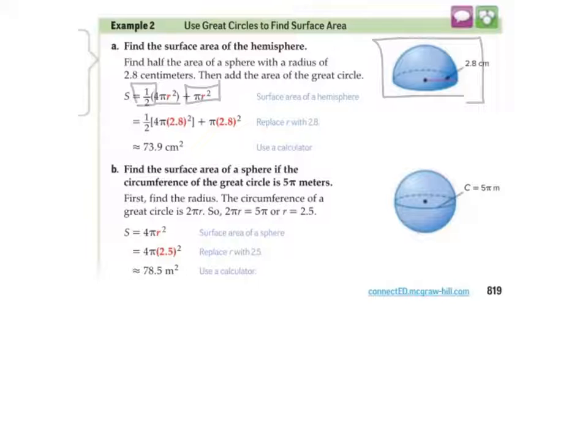Again, from the diagram they've given you the radius, which is 2.8. So your second line is just substituting. Basically, the only thing you're substituting in is your radius of 2.8. Calculate it again, and unless they tell you otherwise, just round it to 1 decimal place, which in this case is 73.9.